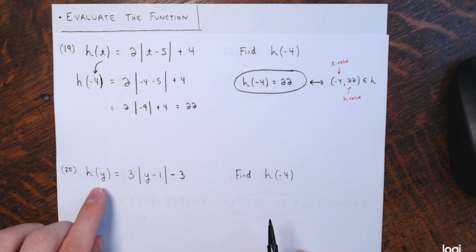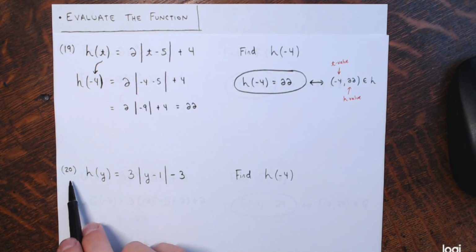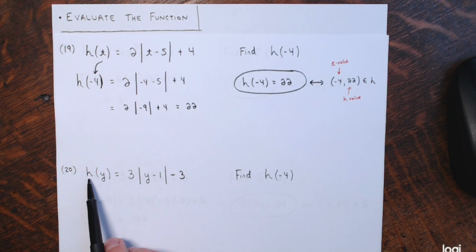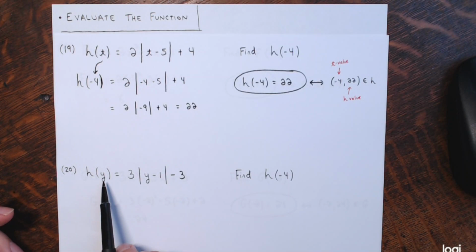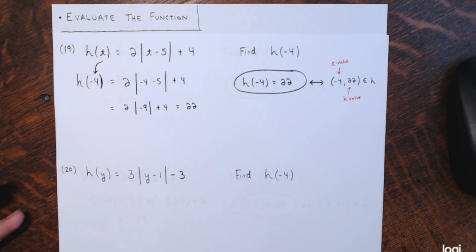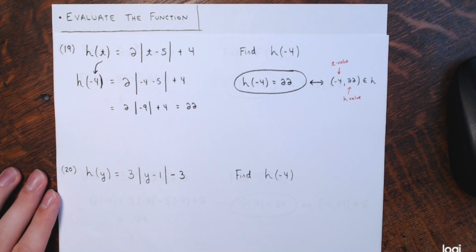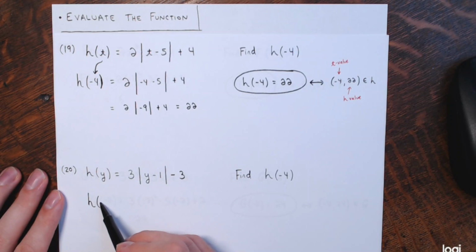Unless the input is y, like in example 20. We have a function called little h of y, meaning the input is called a y value here. So that might be a bit confusing. You won't see this too often. But the input is called y, so I'll call the input the y value, and the output I'll just call the h value, because it doesn't make any sense to call them both the y value. It's equal to 3 times the absolute value of y minus 1, minus 3. Find the value of h at input -4.